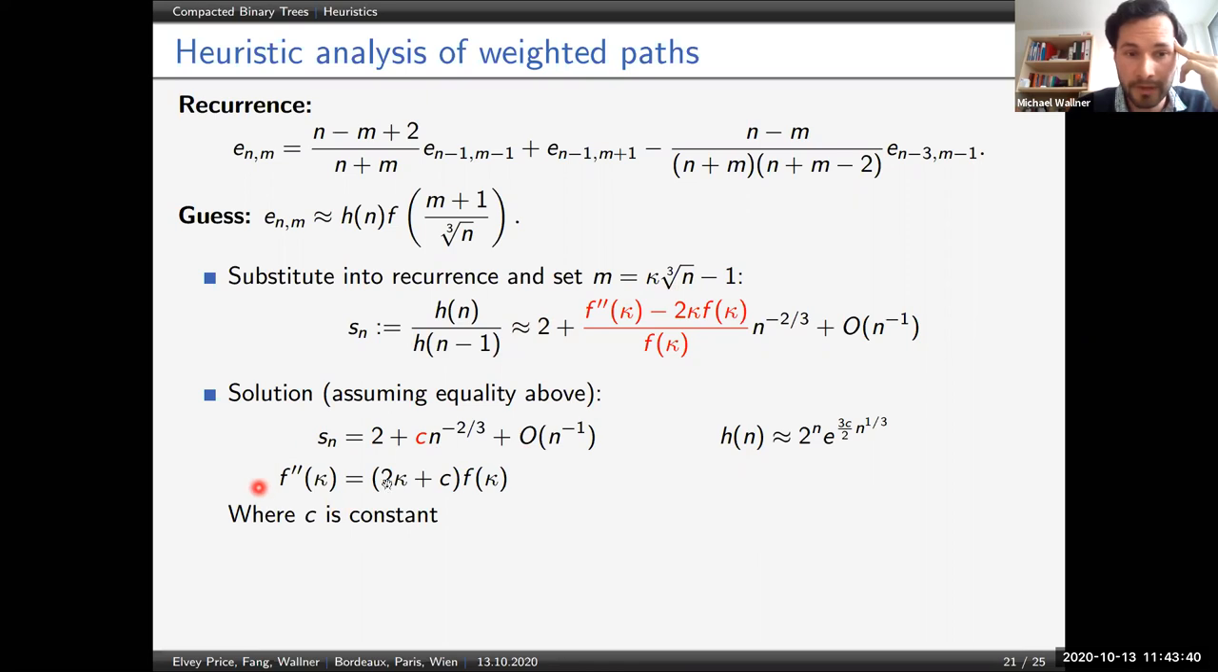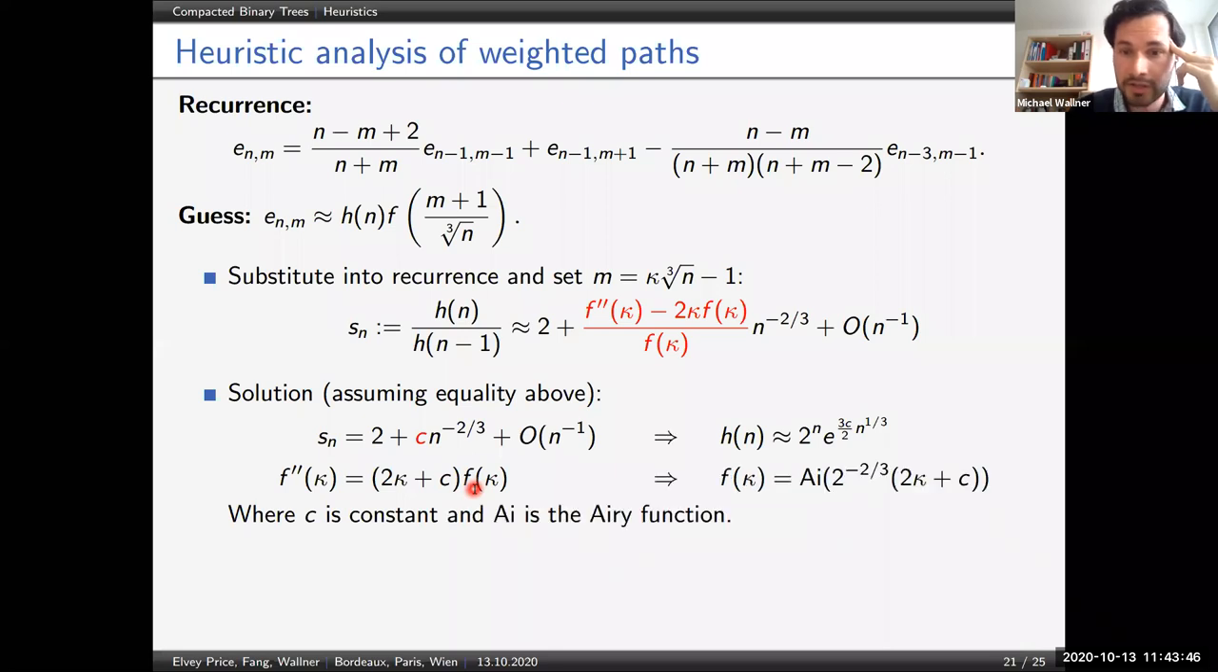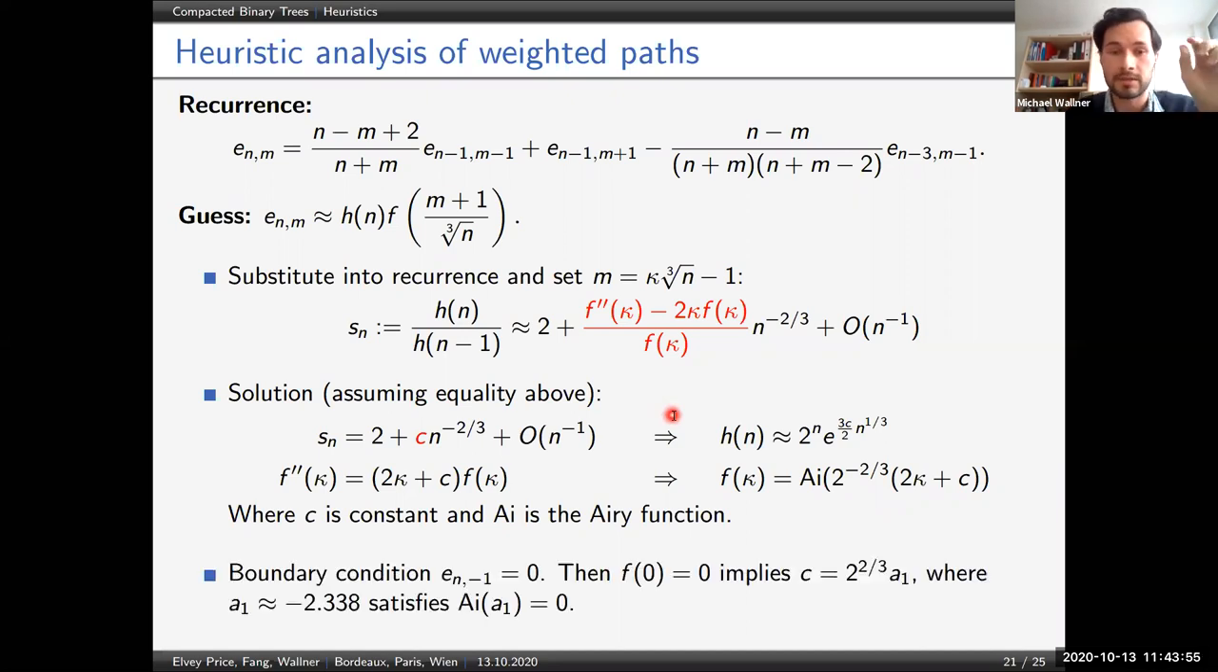And this should look familiar. The second derivative is something times kappa times the function itself. And this is just a shifted Airy function. This is just heuristic, but this is our motivation for the Airy function showing up in here, because it's dominating these asymptotics. And then boundary conditions tell you that the C should be actually the root of the Airy function.